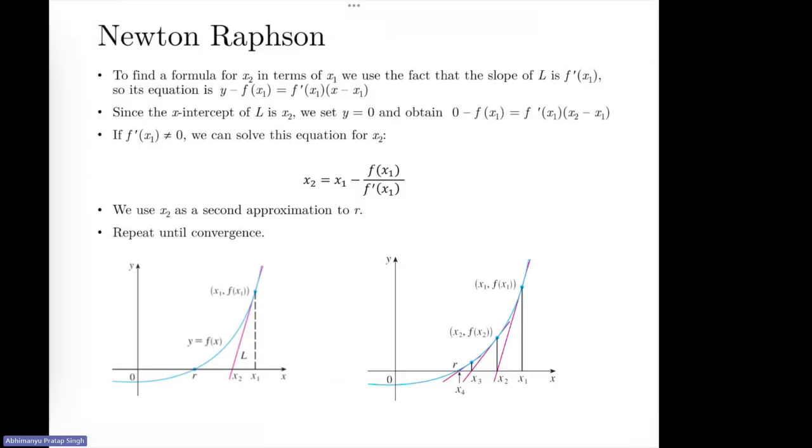So the next one is Newton-Raphson. This is also what we are trying to find, basically the zero of a function. So it is based on the first order Taylor series approximation.